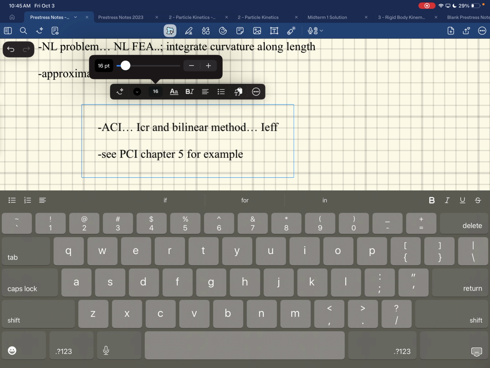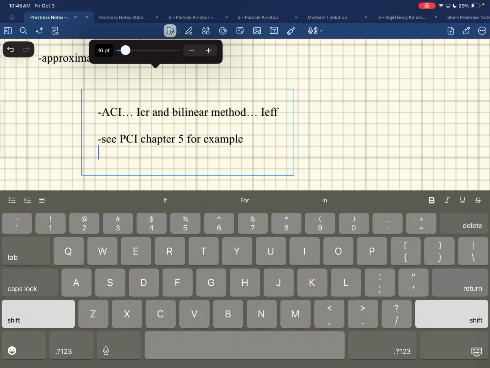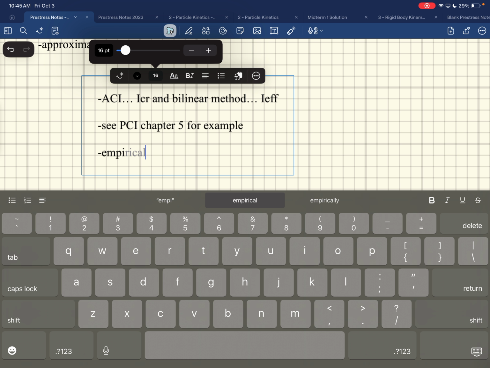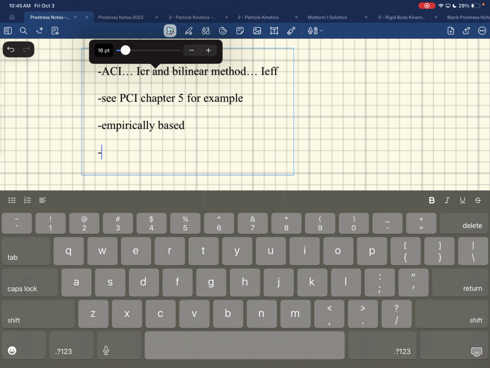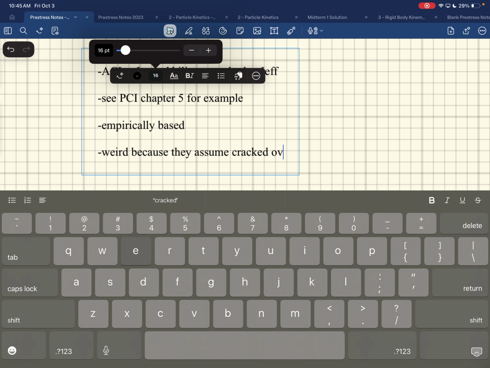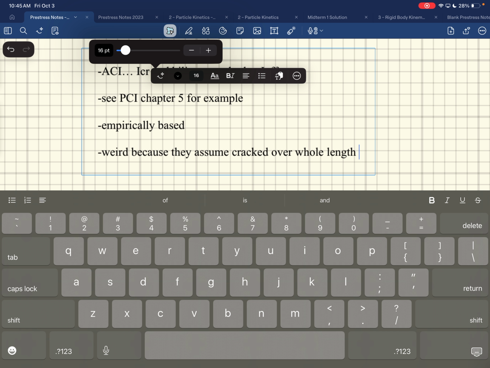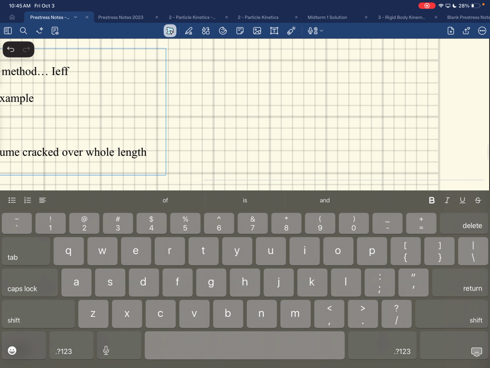If you want to see that at play, we're not going to do it, but if you want to do it, you can do this. These methods are empirically based, just based off of a bunch of test results. Weird, because they assume cracked over whole length.